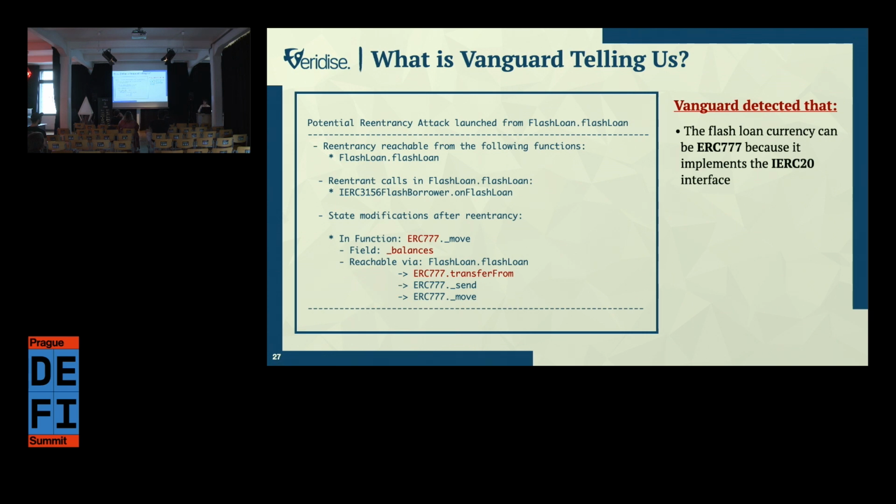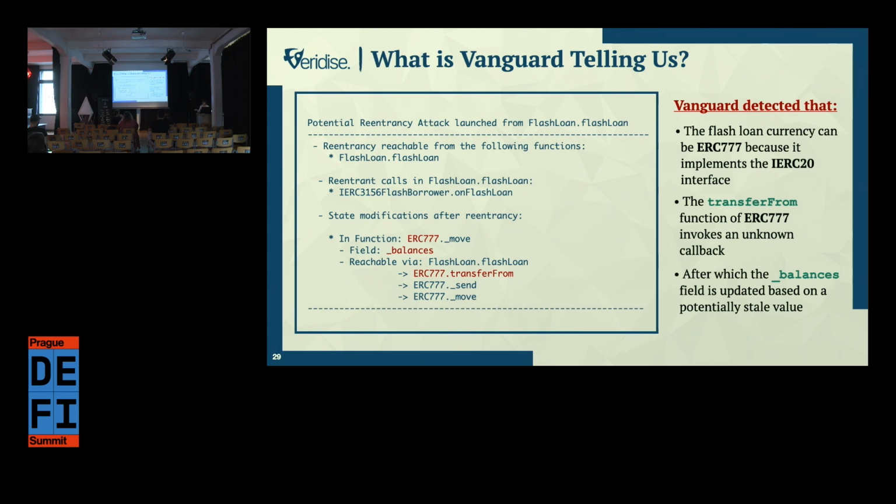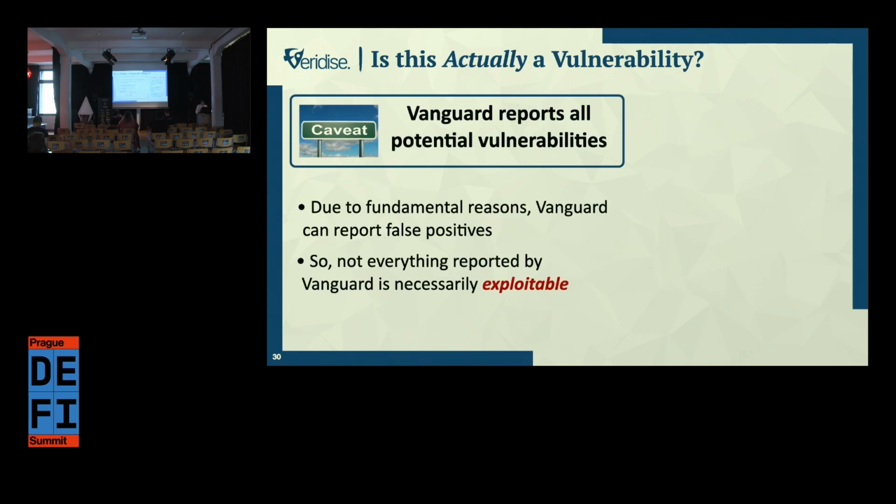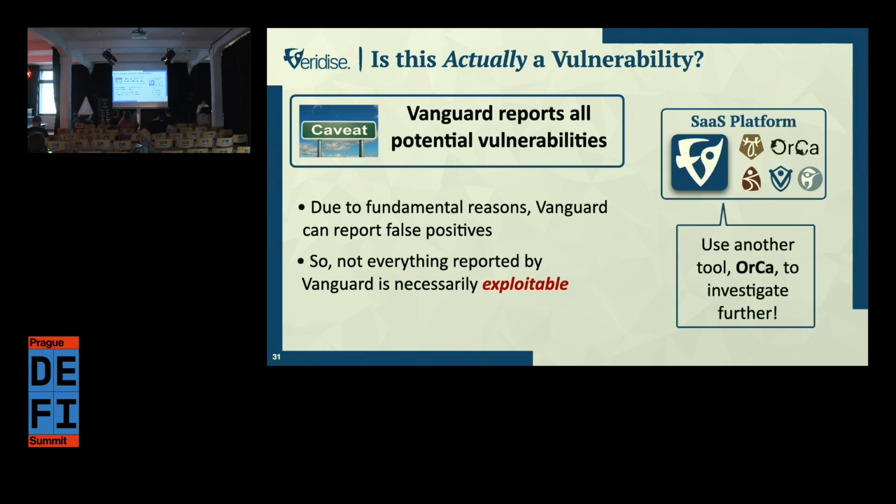So it says that when the FlashLoan currency is ERC777, then the transferFrom function of it invokes an unknown callback, and after this callback runs, then the balances field is updated based on a potentially stale value. And we are now asking if this is actually a vulnerability, because we know that this kind of tool, static analyzers, can also output false positives. And for that, we are going to use another tool, which is Orca, to investigate further.